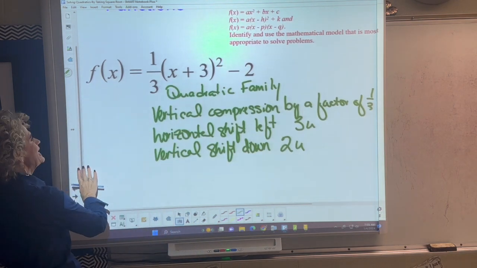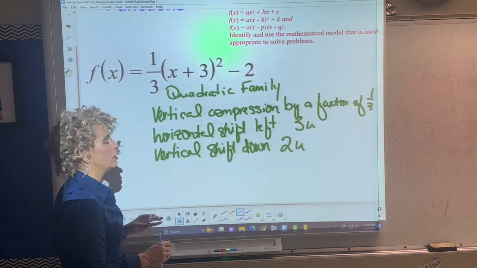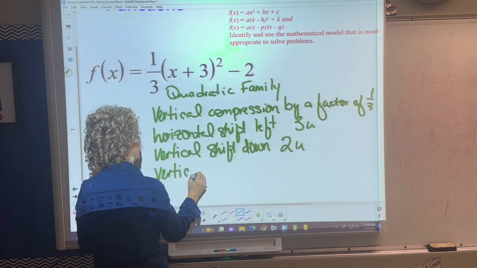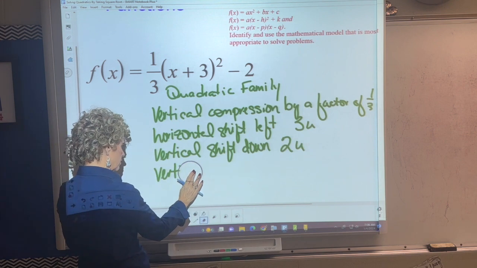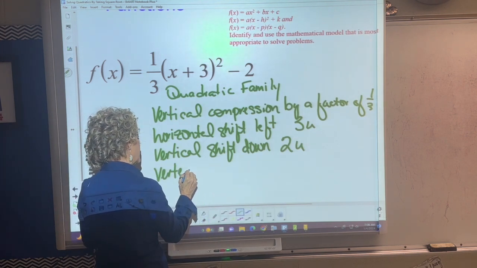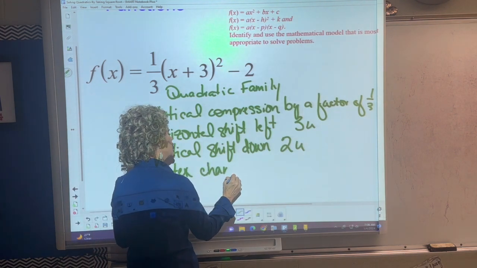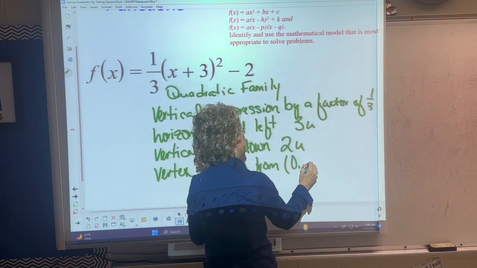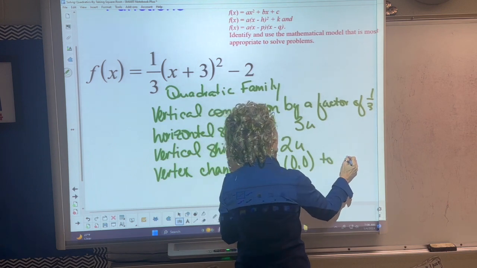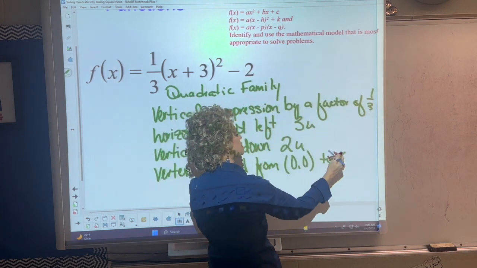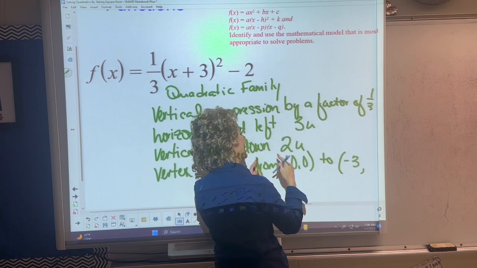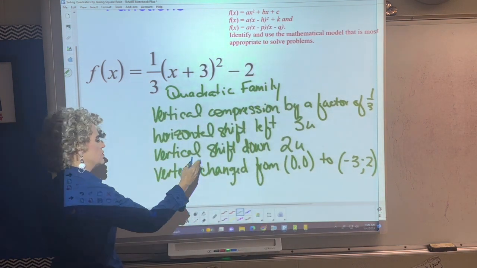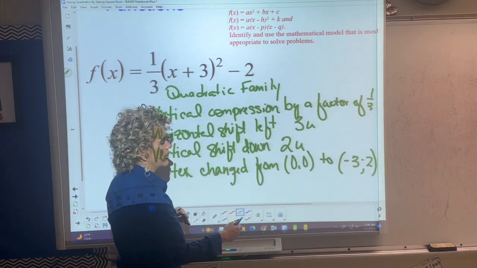Because we had a shift at all, our vertex changed, so we have to mention that. So we do have a vertex change. The vertex changed from our parent function, which was at 0, 0, to our new vertex, which is our h value, a -3, and k value, which is a -2. So my vertex did change from 0, 0 to -3, -2.